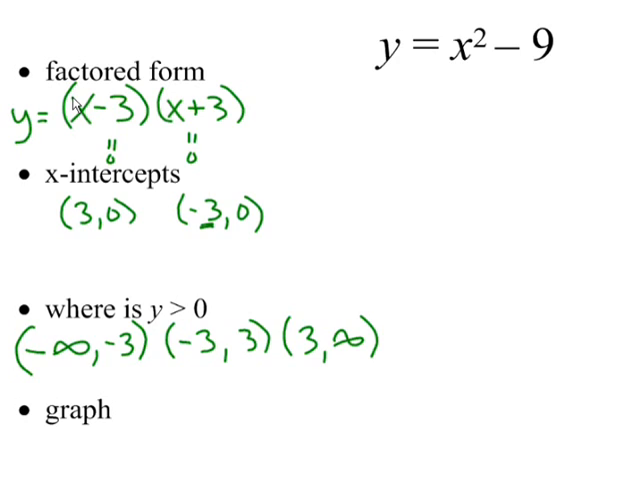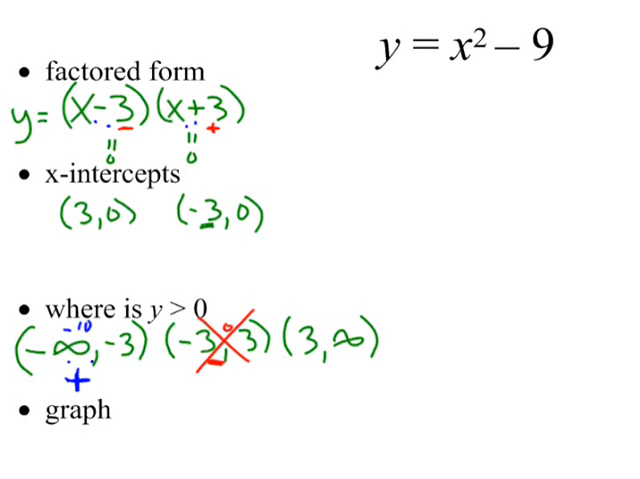Now we just pick a number in the first interval, say -10, and you put it back into your factored form. So you have -13 and -7, and if you multiply two negative numbers together, you end up with a positive number. Similarly, if you pick a number in the middle interval, say 0, you have -3 and a +3, and a negative times a positive will always give you a negative, so you know that is not where it is positive.